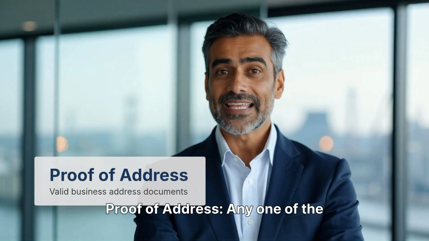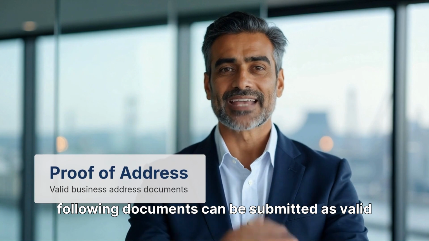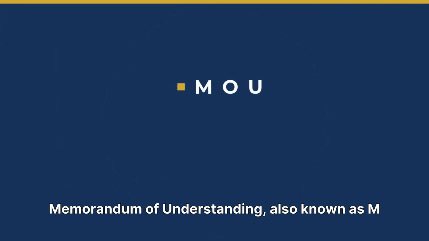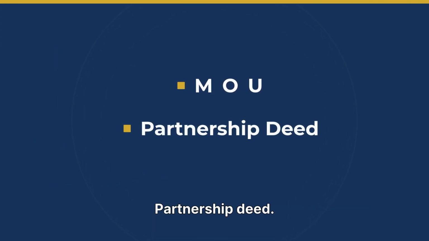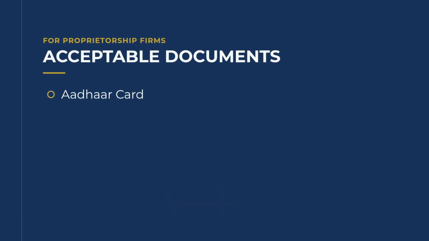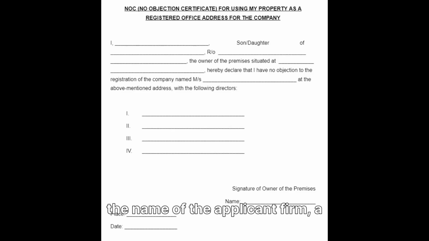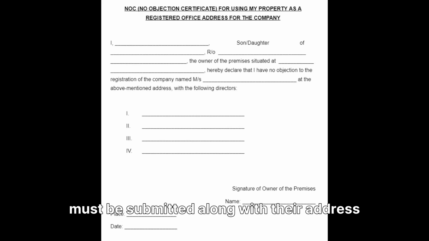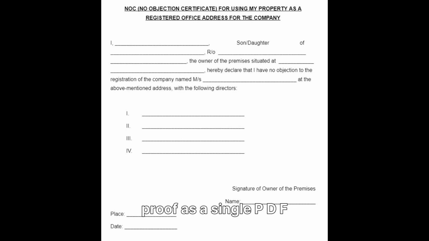Proof of address. Any one of the following documents can be submitted as valid proof of business address: sale deed, rent agreement, lease deed, electricity bill, telephone landline bill, mobile postpaid bill, memorandum of understanding, also known as MOU, partnership deed. For proprietorship firms, the following documents are also acceptable: Aadhaar card, passport, voter ID. If the address proof is not in the name of the applicant firm, ANOC, which is no objection certificate, from the owner of the premises must be submitted along with their address proof as a single PDF file.